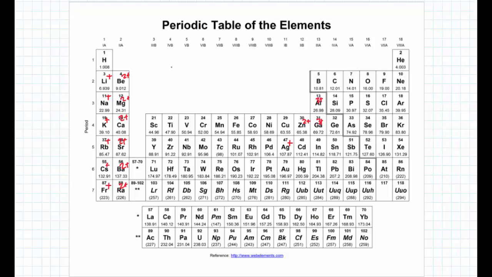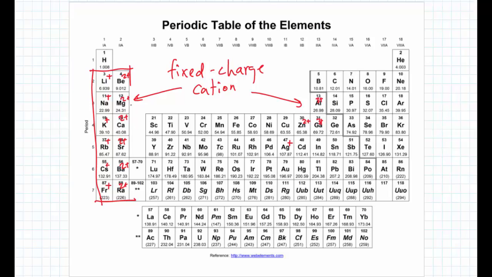So what we can do, we can say fixed charge cations are pretty much just these. Okay? We can draw a nice box around those. We can draw a nice little box around these. Those cations: 1 plus, 2 plus on the left, going backwards, 3 plus, 2 plus, 1 plus for aluminum, gallium, zinc, silver. Those are the ones that we can always count on to have particular given charges.